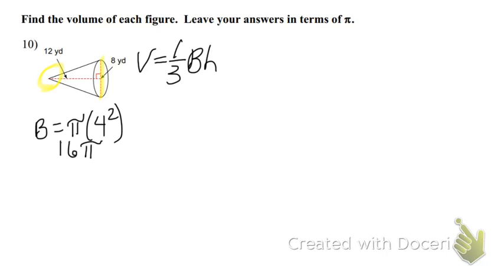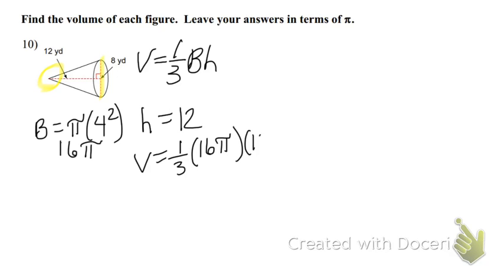Okay, the height of this cone would be the 12. And the volume is going to be 1/3 area of the base times the height. Okay? And I'm going to do 1/3 of 12 first. 1/3 of 12 would be 4. 4 times 16 is 64. So this is 64 pi cubic yards.